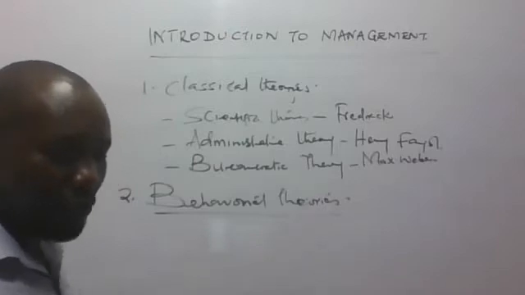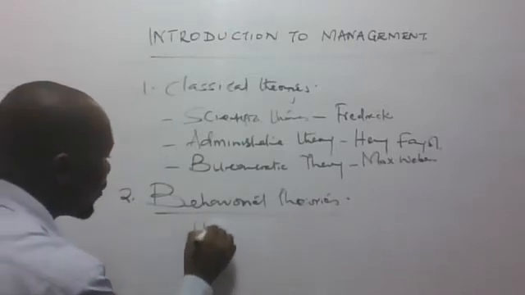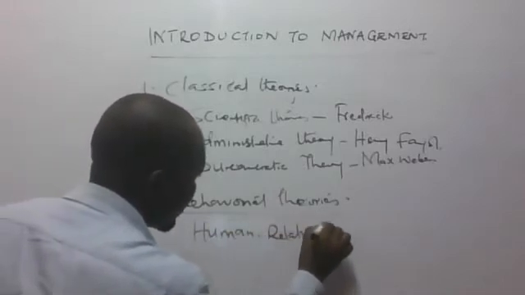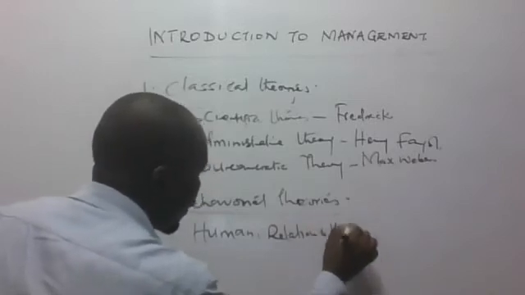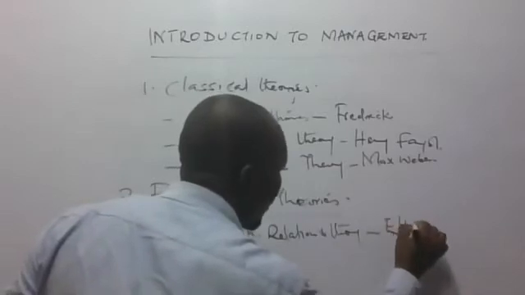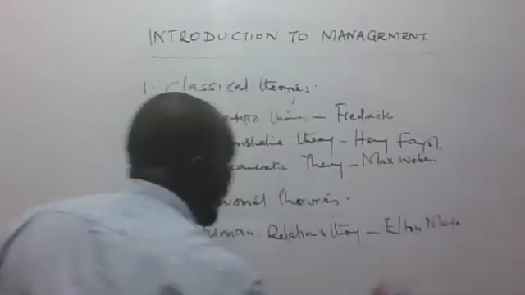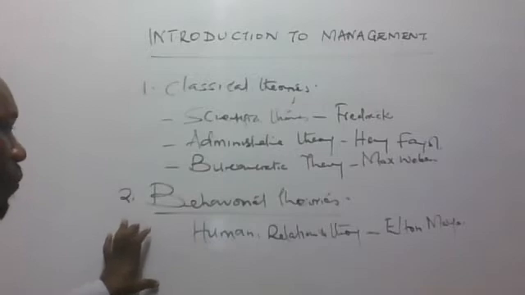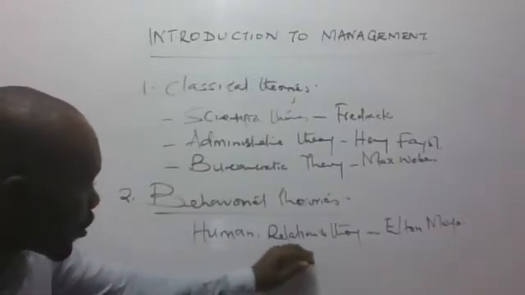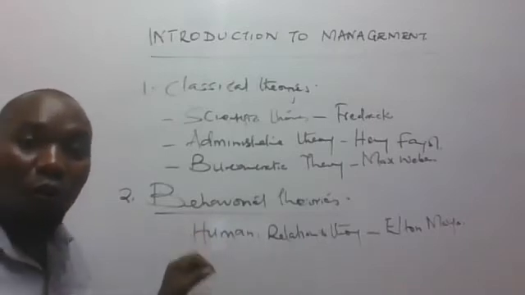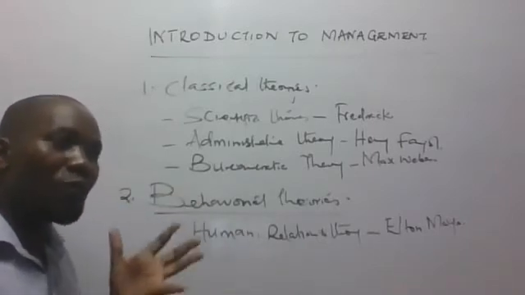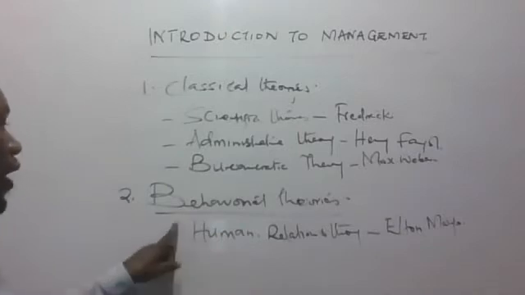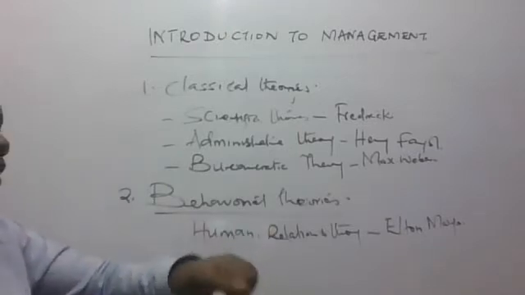So the first theory here is called human relation theory. This one was done by Elton Mayo. They are basically studying people and asking themselves, how do people behave? So they were studying the relationship among staff and how, when factors or conditions of the workplace are changed, people behave. They are looking at the relationship between staff themselves and even the management.